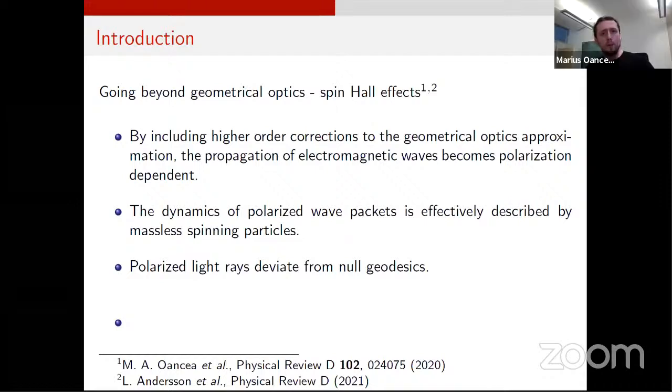This is what we considered in the papers mentioned over here: extensions of geometrical optics for Maxwell and linearized gravity. By doing this, we obtain the following. The dynamics of polarized wave packets is effectively described by massless spinning particles, and these particles deviate from the usual null geodesics that we have in geometrical optics.